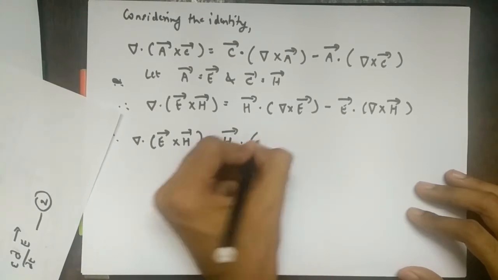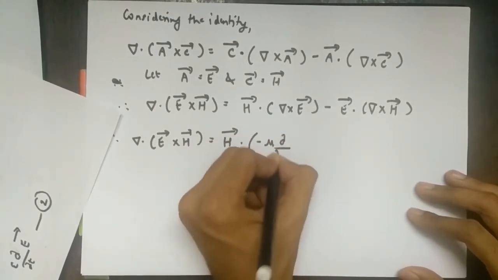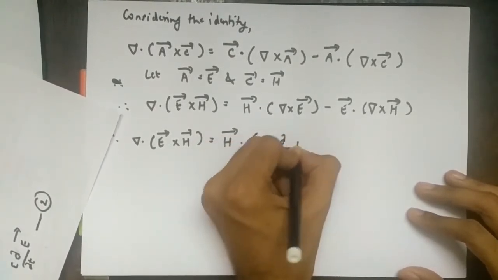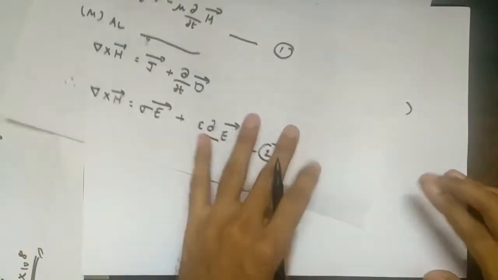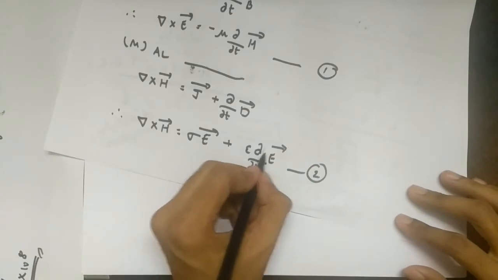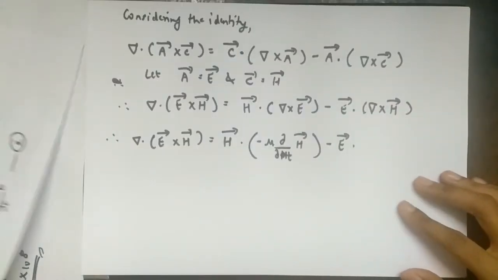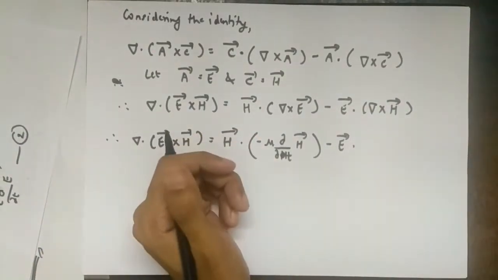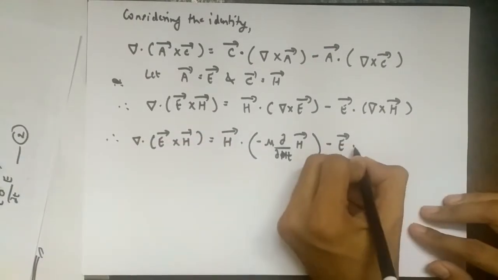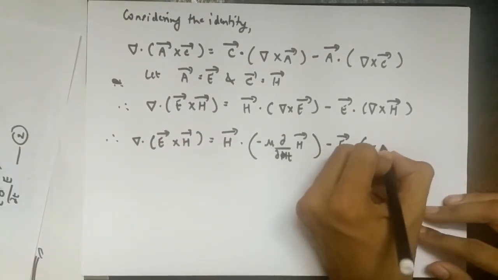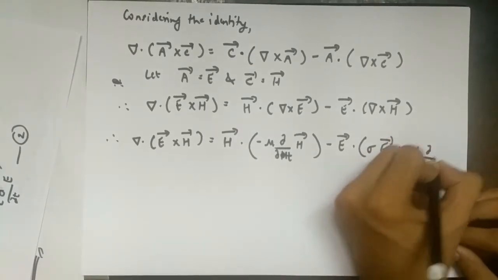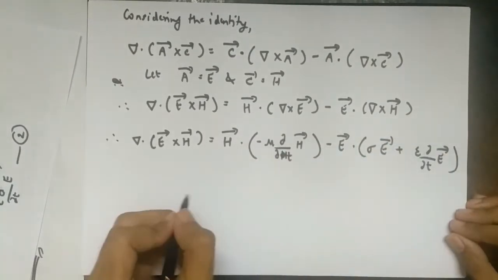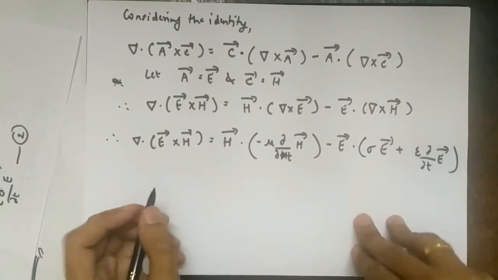So into minus mu ∂/∂t H vector, minus E vector into del cross H vector. What is it? Sigma E vector plus epsilon ∂/∂t E vector, right? So minus E vector dot of sigma E vector plus epsilon ∂/∂t E vector. Yes, I am correct, right?